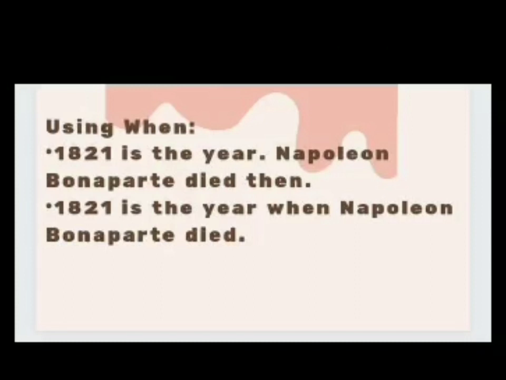The next sentence is with the use of the relative pronoun when. Without the relative pronoun, it will be: 1821 is the year. Napoleon Bonaparte died then. So with the use of the relative pronoun when, it will become: 1821 is the year when Napoleon Bonaparte died.